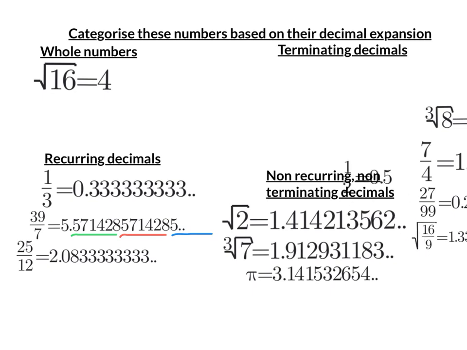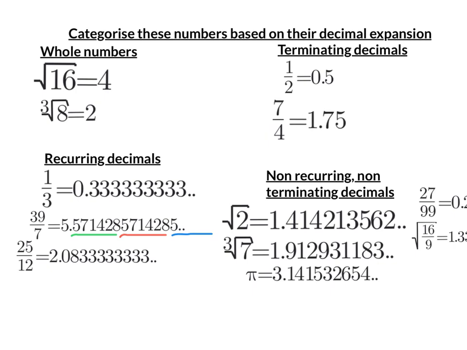Then we get to a half. Well, a half just goes 0.5 and stops. So we call that a terminating decimal. The next one we got is the cube root of 8, which is 2, so that's a whole number. Then we had 7 over 4, which was 1.75, and stops. So again, another example of a terminating decimal, a decimal expansion that doesn't go on forever.